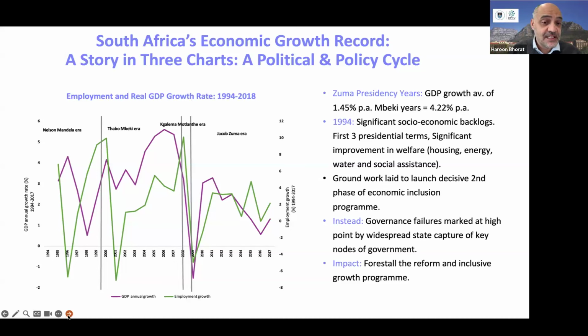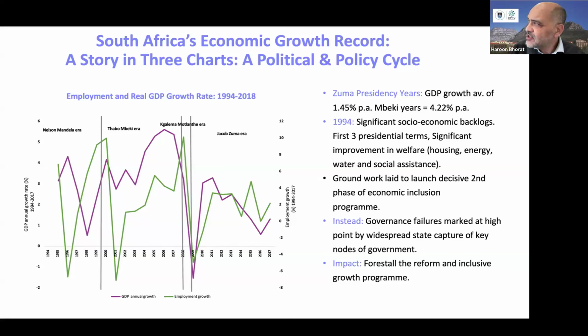That then delivered declining unemployment rates, and you even see that in growth rates in employment, right? Unemployment rates were the lowest in that Mbeki era. And significant improvements happened in welfare. For applied microeconomists in South Africa, when we refer to welfare, we refer to housing, energy, water, social assistance. All that begins to be delivered in the beginning of the Mandela era and onto the Mbeki era.